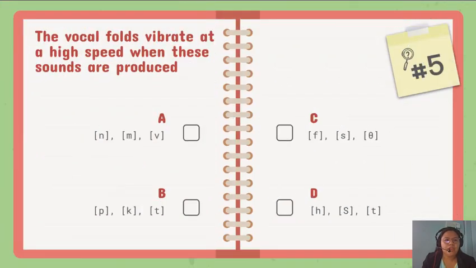Number 5. The vocal folds vibrate at a high speed when these sounds are produced. A. N, M, V, B, P, K, T, C, F, S, Th, or D, H, S, T. The correct answer is letter A. Try to resonate the following sounds. N, V. You will feel a vibration in your vocal folds as you sound them out.